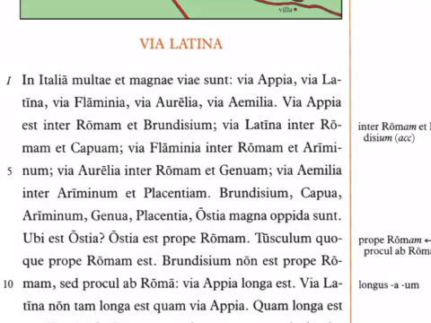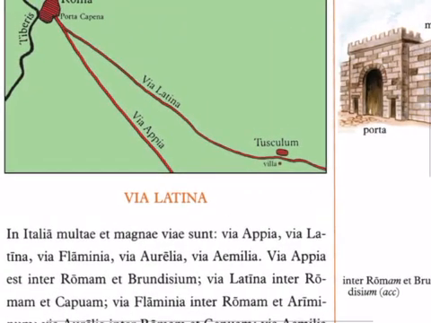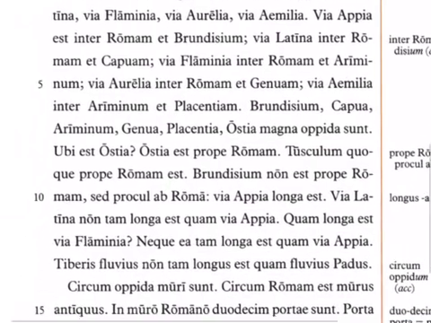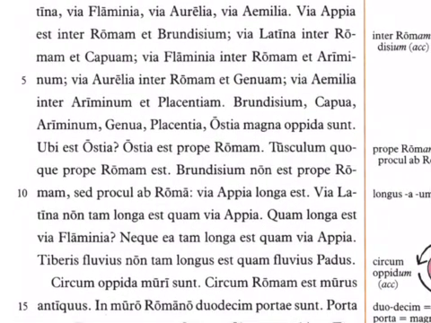the harbor town. Tusculum quoque prope Romam est. Tusculum is also near Rome. We see that in the picture. It's near Rome on the Latin way. All right. Brundisium non est prope Romam, sed procul ab Roma. Brundisium is not near Rome, but far away from Rome. It's down at the boot hill for Italy. So if you look at Italy like a boot, the hill of the boot of Italy is where Brundisium is, far to the south and east.